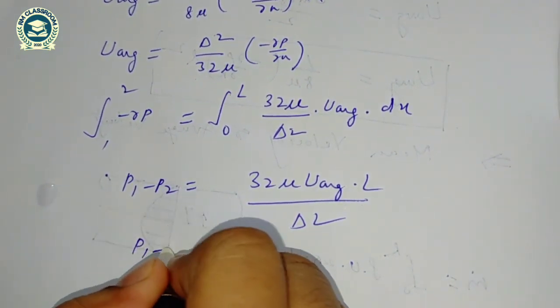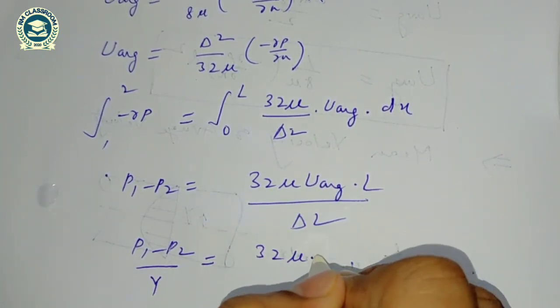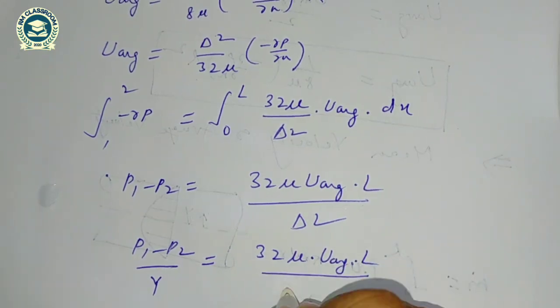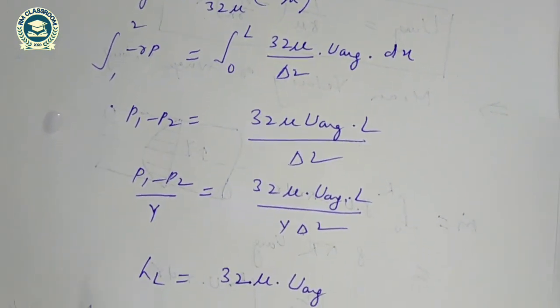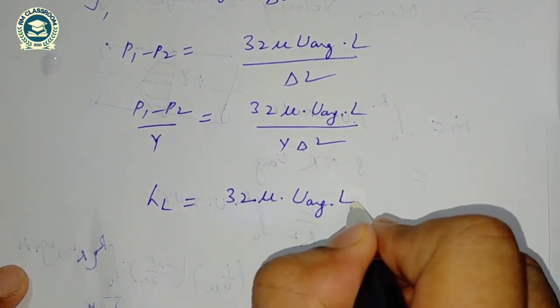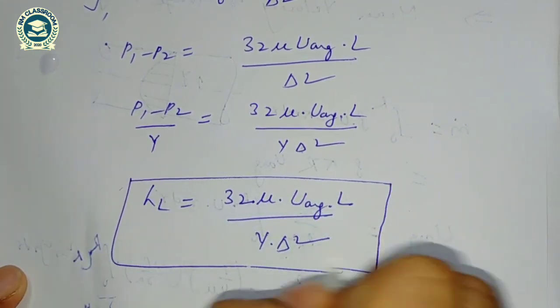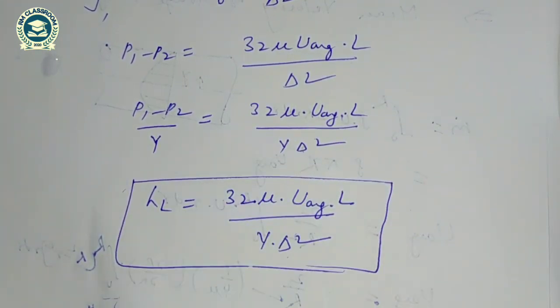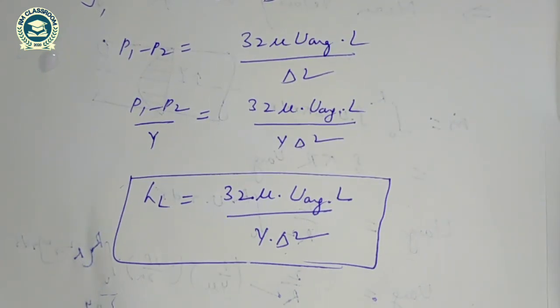So we can write P1 minus P2 by gamma is equal to 32 mu into u average into L divided by gamma D square, and P1 minus P2 by gamma is the head loss. So head loss is equal to 32 mu into u average into L divided by gamma into D square. So this is the expression of head loss in case of flow in circular pipe. Similarly, power can be computed.